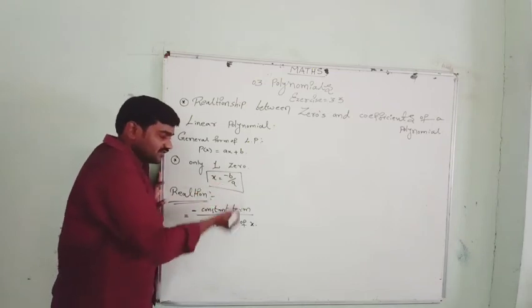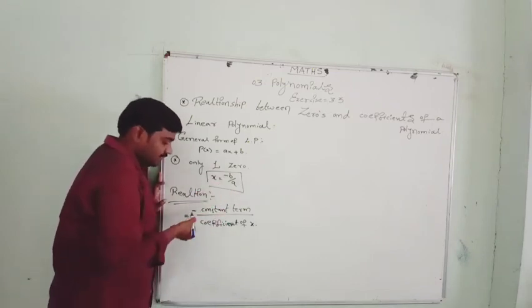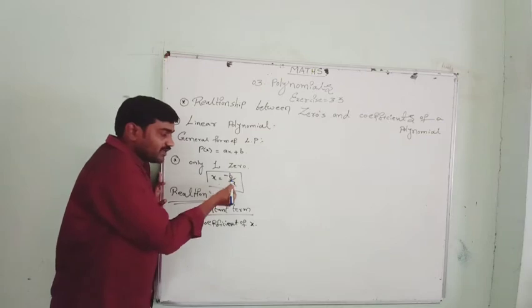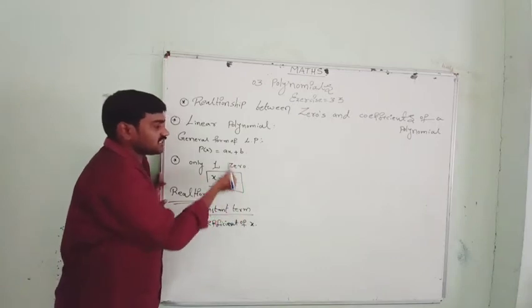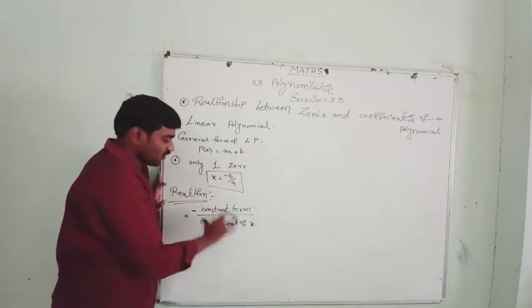By using this we get this formula. That's it. We kept minus, b and a. This relation we got from the general form. B is nothing but the constant term. A is nothing but the coefficient of x. This is what we got here.